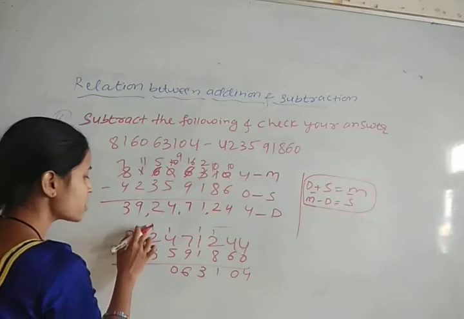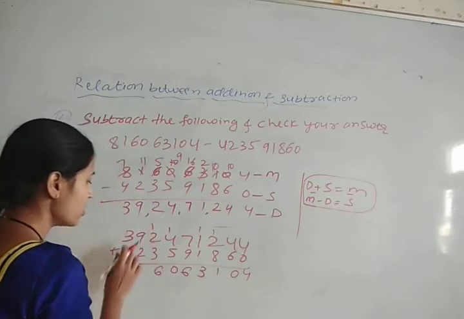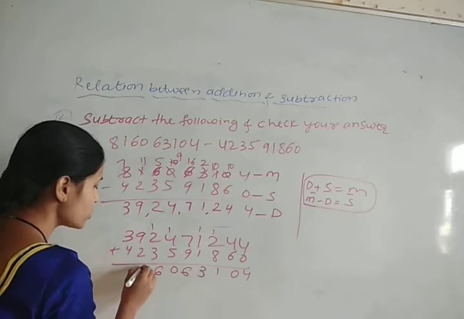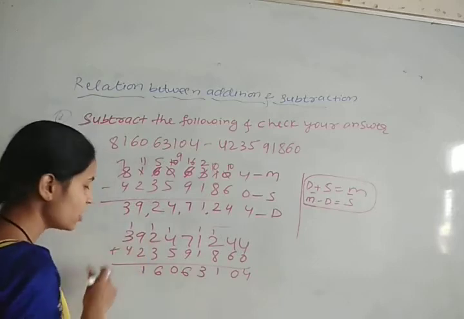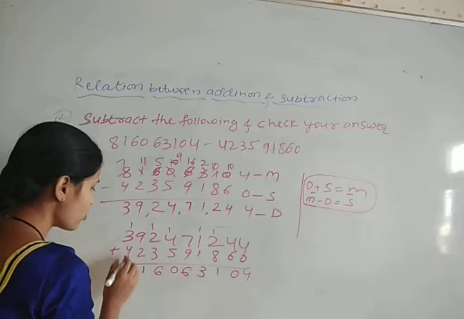Now 2 plus 1 is 3. 3 plus 3 is 6. Now 9 plus 2 is how much? 9 plus 2 is 11. Write 1 here, take 1 as a carry. Now 3 plus 1 is 4. 4 plus 4 is 8.